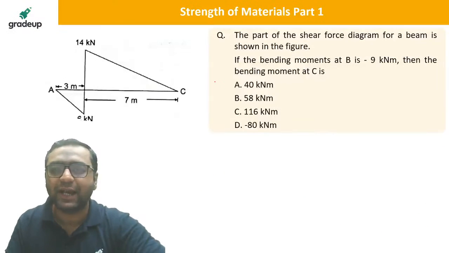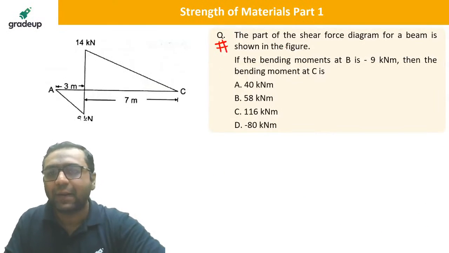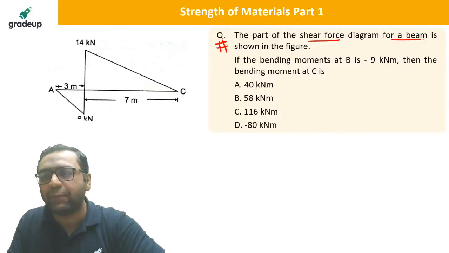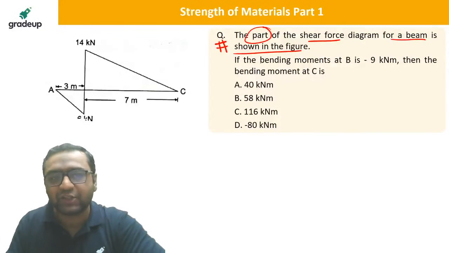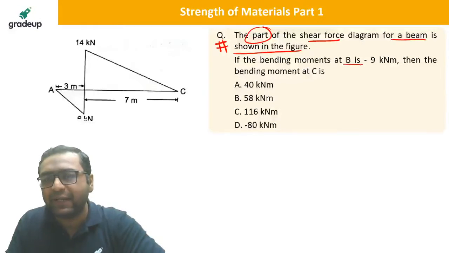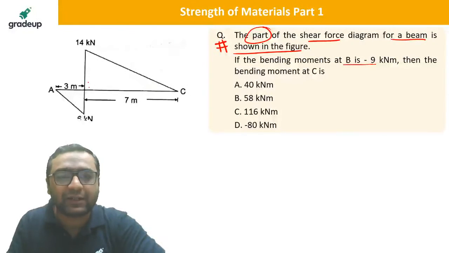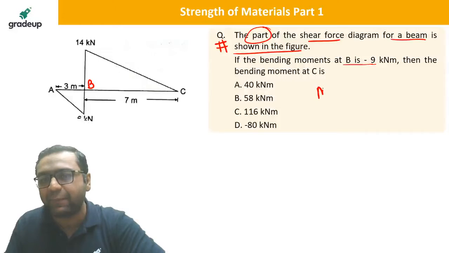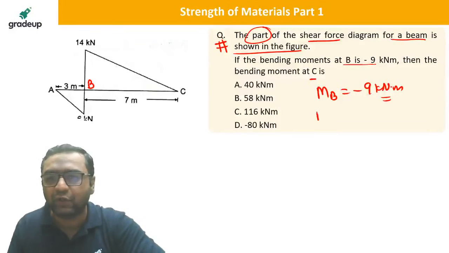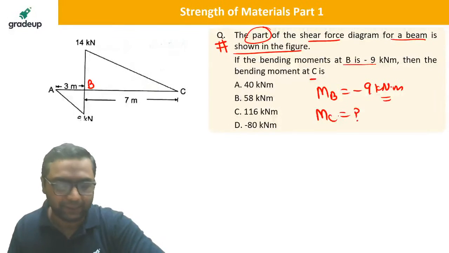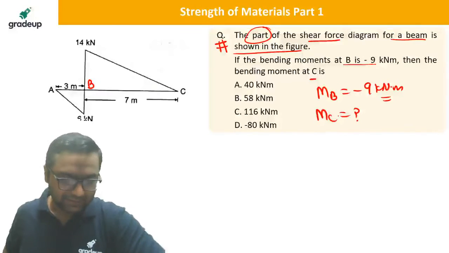This is the next question, guys. The part of the shear force diagram for a beam is shown in the figure. Mind this, part of shear force diagram. It is not the complete beam. Part of the shear force diagram is given. If the bending moment at B is minus 9 kilonewton meter, this is point B, then find out the bending moment at point C. You need to find out the bending moment at point C.